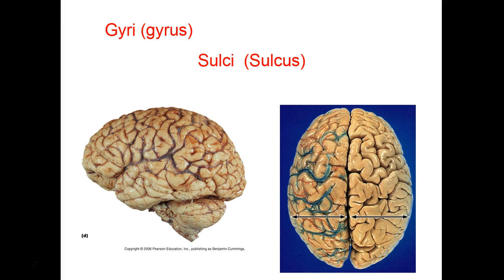And then you'll notice too, on the second picture, that the 2 hemispheres of the cerebrum are divided by a very deep groove. This groove is called a fissure. That is actually the longitudinal fissure. So deeper grooves are called fissures.